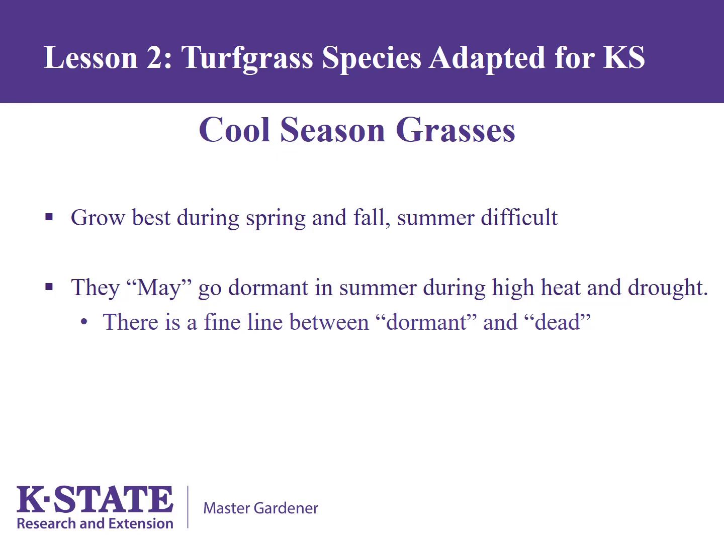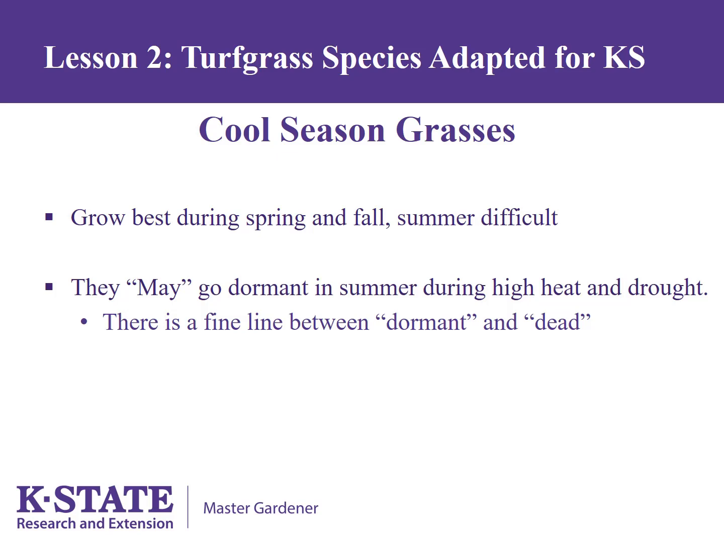Now during the summertime, they may go dormant if you let them go dormant, which dormant means it kind of shuts itself down and then doesn't really grow until the temperatures are right. There is a fine line between dormant and dead with cool season grasses. It's very tough to see and tell that line. But with a little bit of water, a little bit of fertilizer, that tall fescue or cool season grasses and Kentucky bluegrass can be able to come out of that summer dormancy phase.